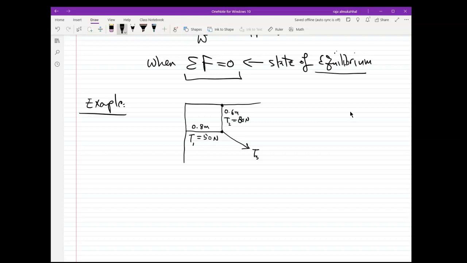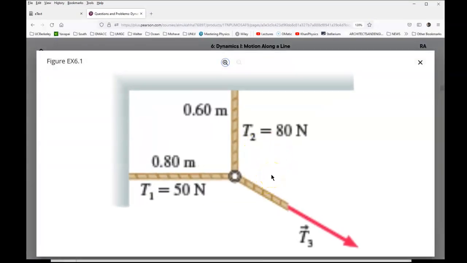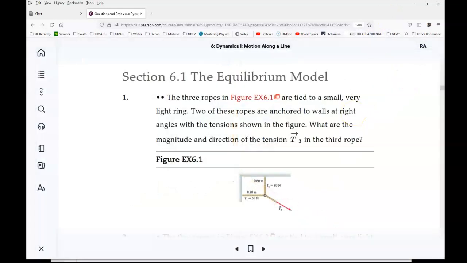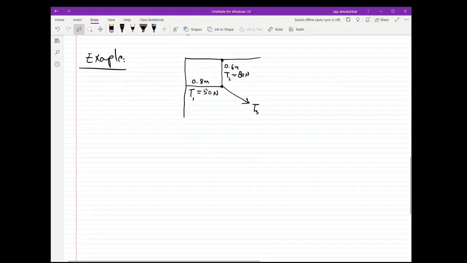Let me show it to you again. I'm copying all of that from my book that I have beside me right here. So there it is. Got it? So you want to know what T3 is. So how do we do this problem? Simple. The first thing you need to do is draw the free body diagram. What that means is, see this knot right here, the ring that he's talking about? I'm going to draw it right here. Watch. Here it is.